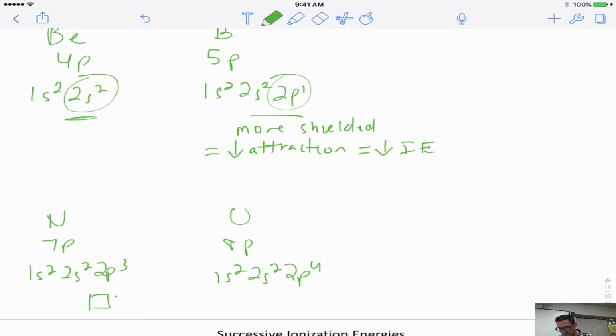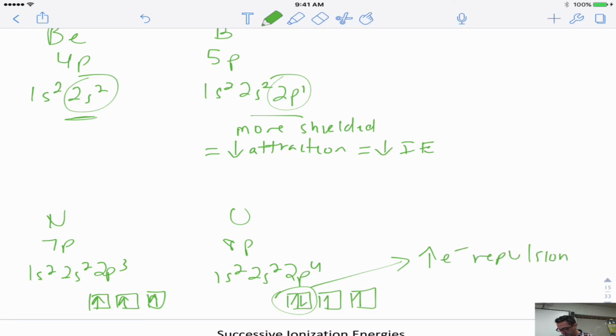Well, if I go even deeper and I draw out the orbitals with the electrons, for 2p3 they're unpaired. When it's 2p4, we have to pair up the electrons. This pairing is what causes the lower ionization energy. You have a higher electron repulsion. That will lead to a decreased attraction to the nucleus, and that will lead to a lower ionization energy.